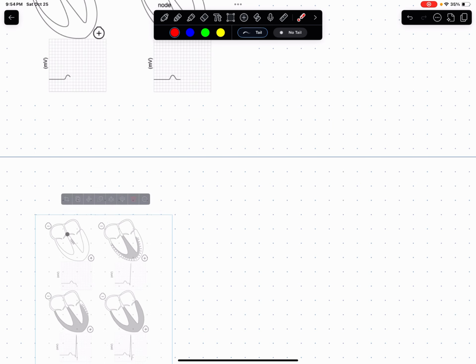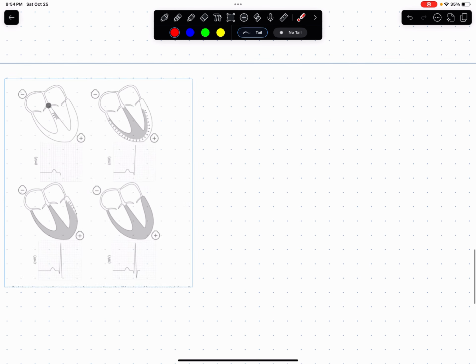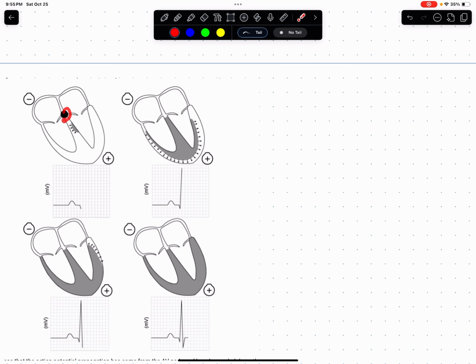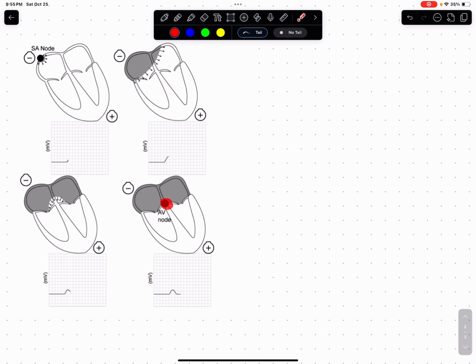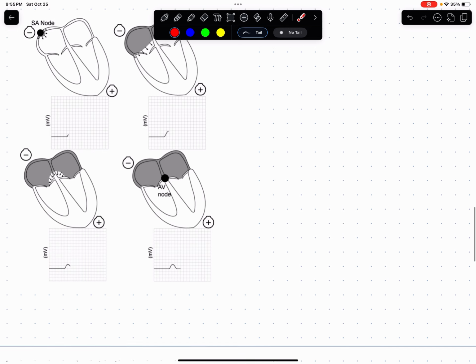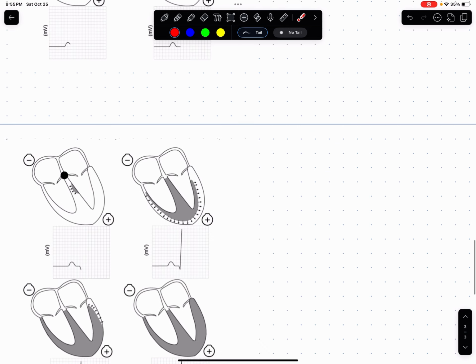So now you hit the AV node right here. And we finished off there, so you filled this all the way up, and that finishes your P wave. Then you have a slight delay. That's the AV node delaying it like it's supposed to, the 0.15 seconds.